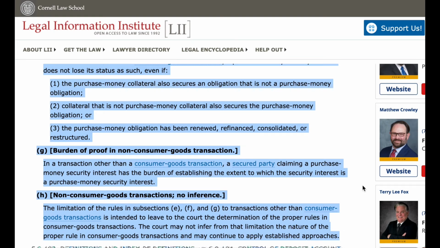H. Non-consumer goods transactions. No inference. The limitation of the rules in subsections E, F, and G to transactions other than consumer goods transactions is intended to leave to the court the determination of the proper rules in consumer goods transactions. The court may not infer from that limitation the nature of the proper rule in consumer goods transactions and may continue to apply established approaches.